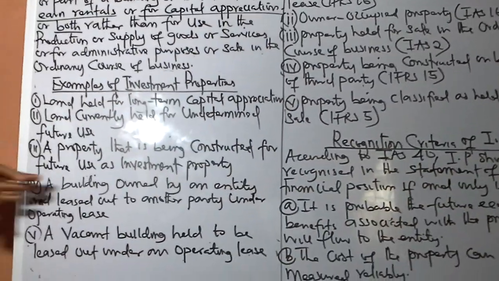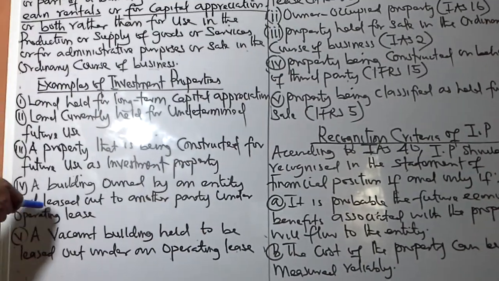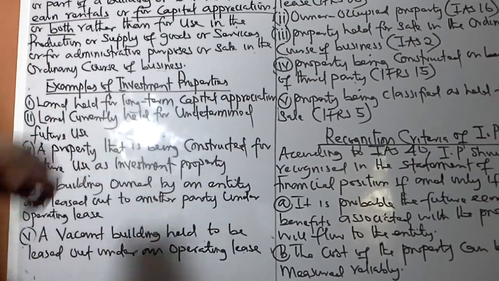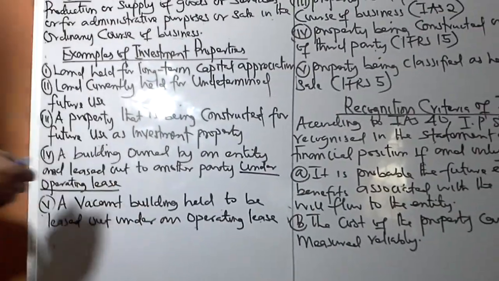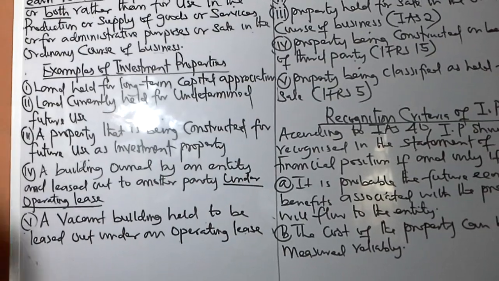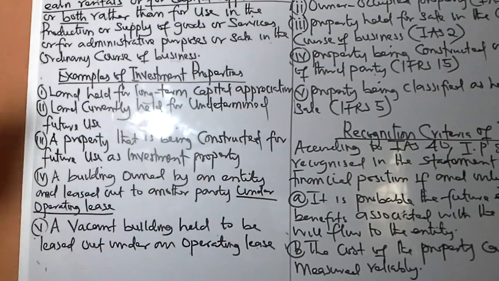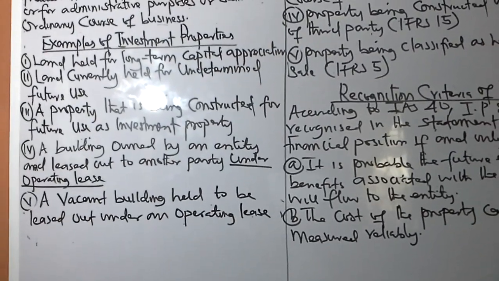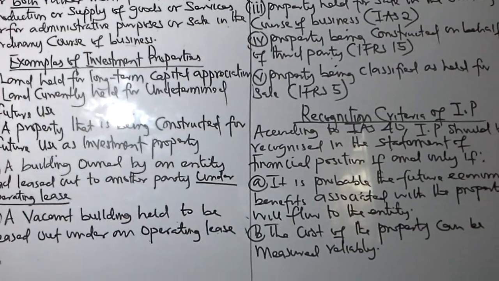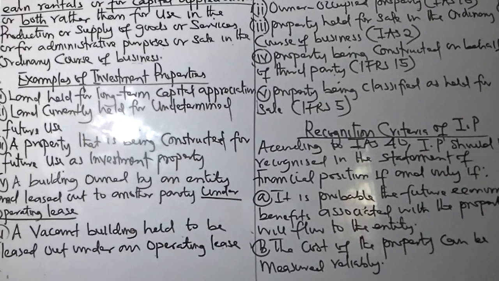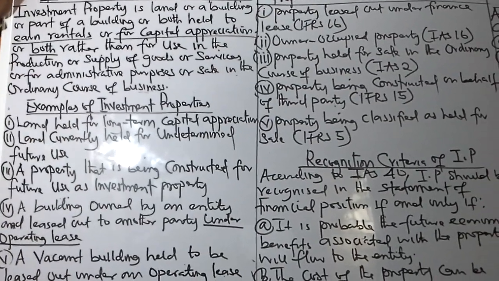Four, a building owned by an entity and leased out to another party under an operating lease. Operating lease is just like what? Your normal rent, your normal house rent. Five, a vacant building held to be leased out under an operating lease. So you could browse more for more examples of an investment property. You must at least know five often.